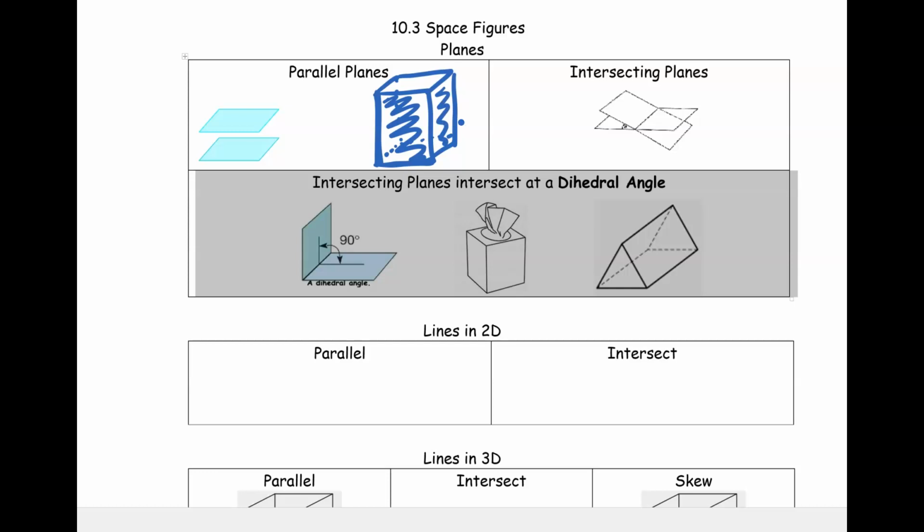So there's a couple of different types of planes. So I want to back up, and actually it's down here. I'm going to do this first. Let's talk about lines first, and then we'll come back to planes.